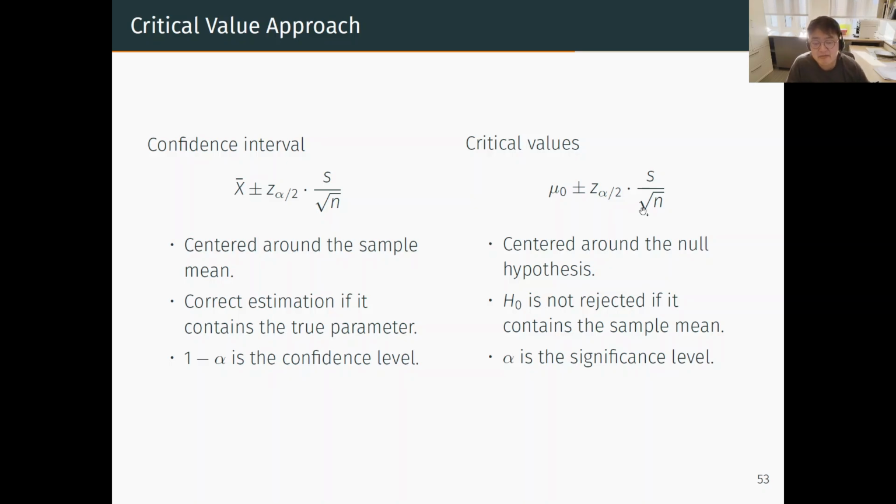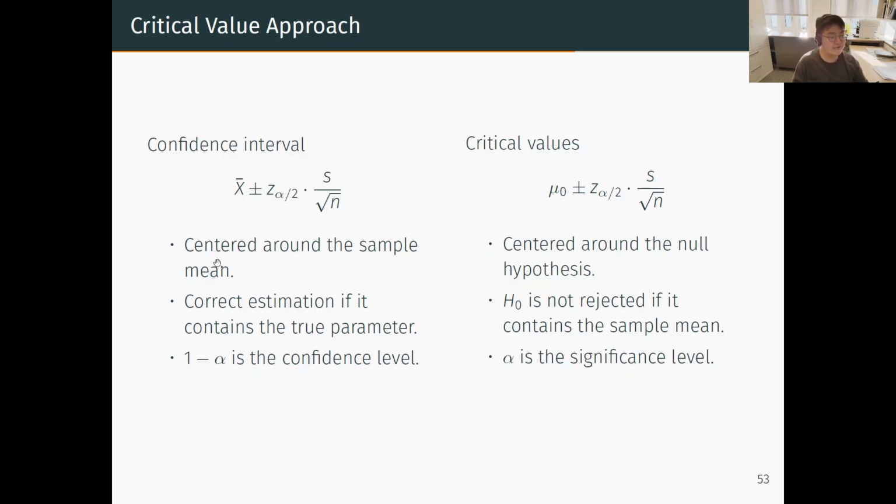And you may have thought about the formula from the previous chapter. Actually, they are almost the same, right? When you calculate the confidence interval, you calculate the point estimator and allow a margin like this. In this chapter, when you calculate the critical values, you are going to start from the hypothesis as the center and allow the same margin around your hypothesis.